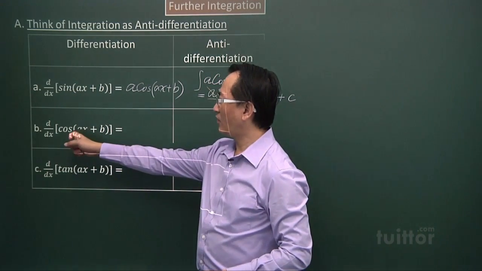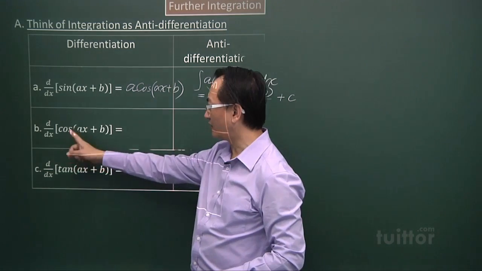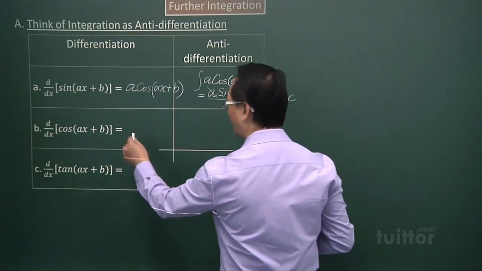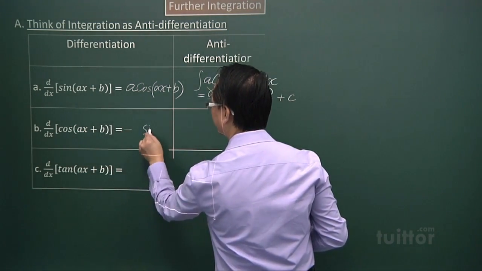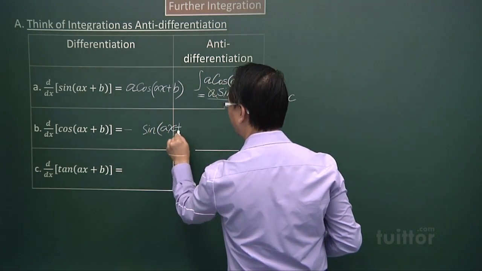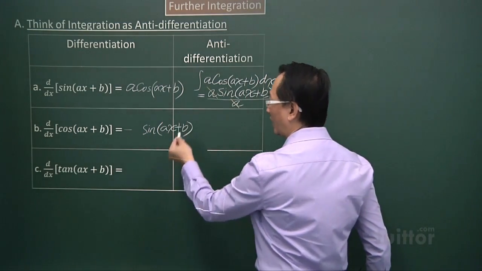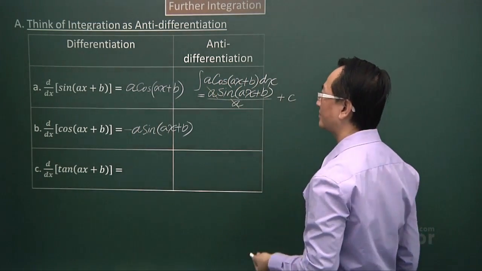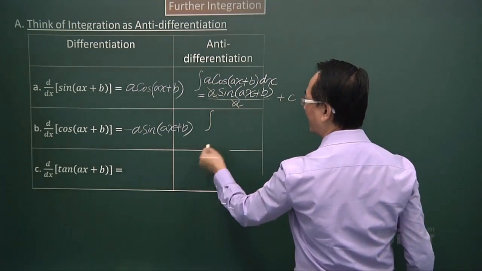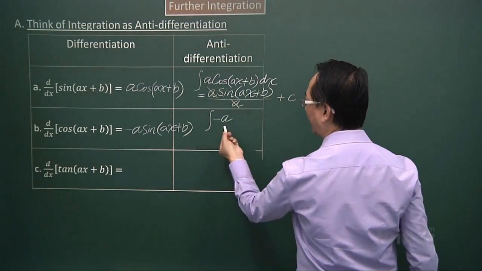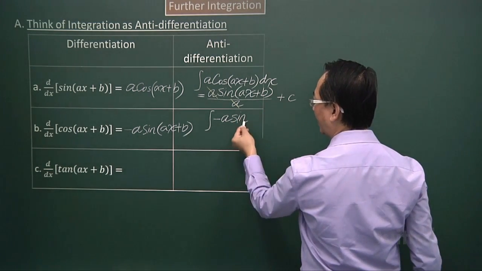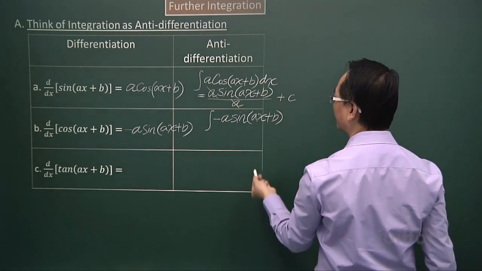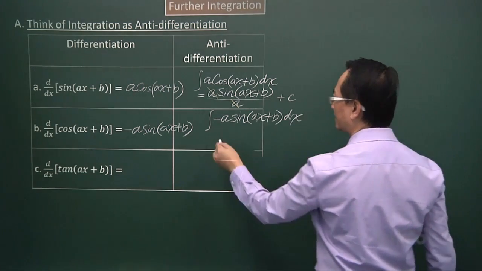Now next, when I differentiate with respect to x of cosine function, I get a negative sign. So I have negative sine bracket ax plus b. When I differentiate the angular expression, I get a. That becomes the multiplier. Well, when I integrate negative a sine bracket ax plus b with respect to x, this is what I get.